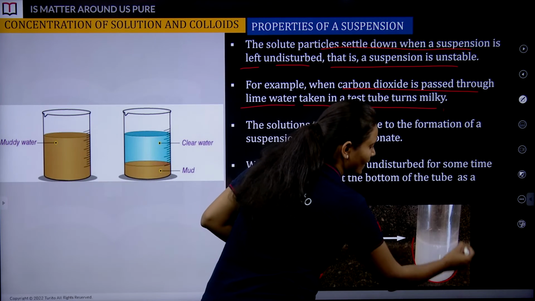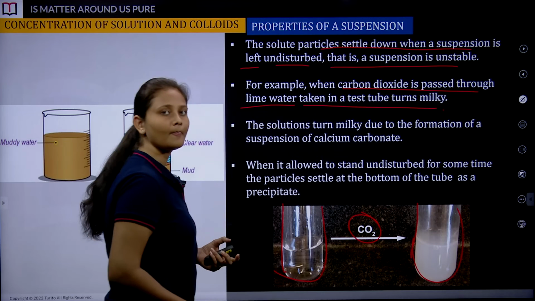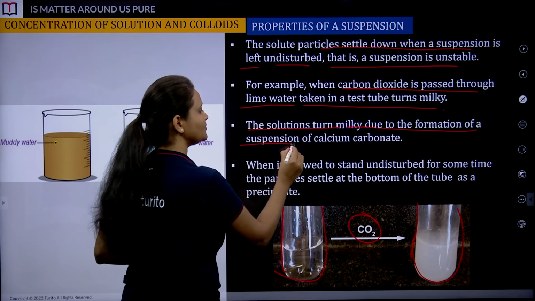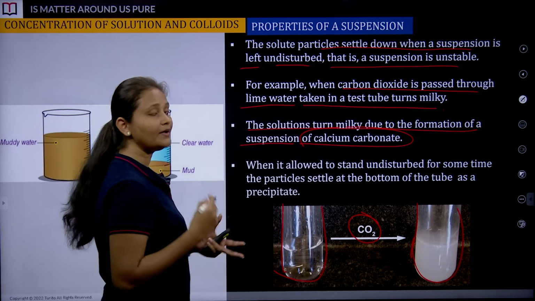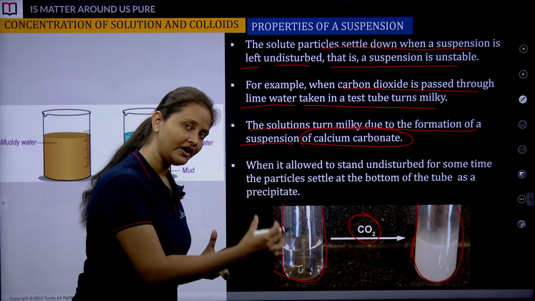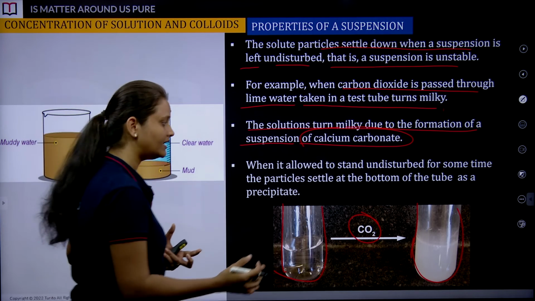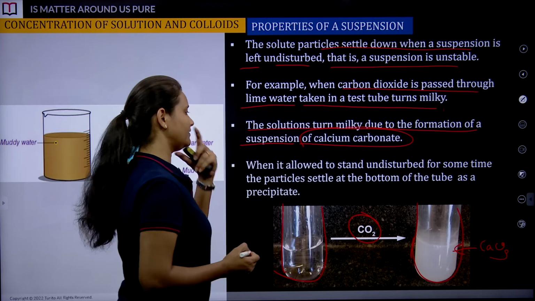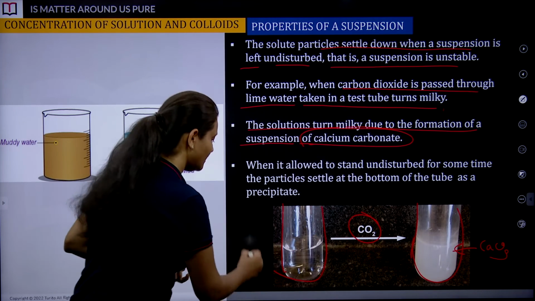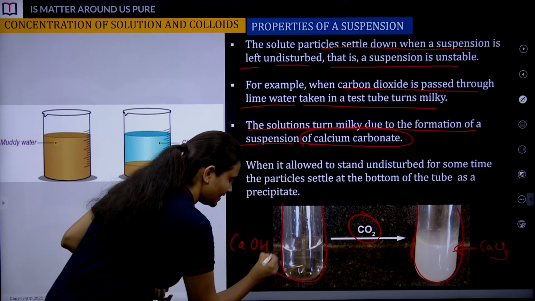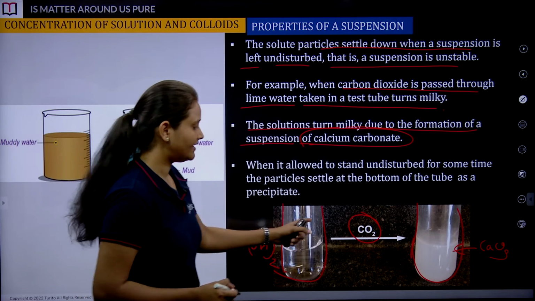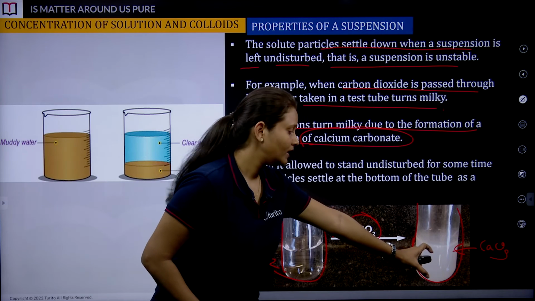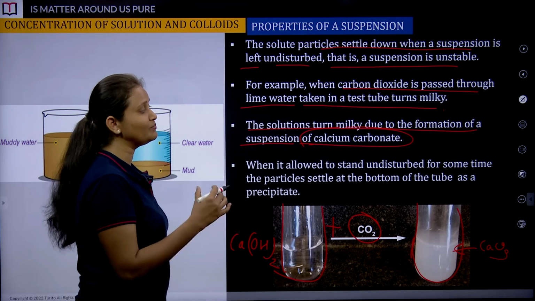This turns milky white. Can you see? This is milky white. Okay, why? The solution turned milky due to the formation of a suspension of calcium carbonate. A chemical reaction had happened: calcium hydroxide, Ca(OH)2, lime water, reacting with carbon dioxide, gives the formation of calcium carbonate and turns the solution milky white.